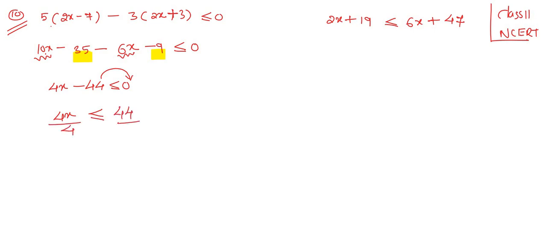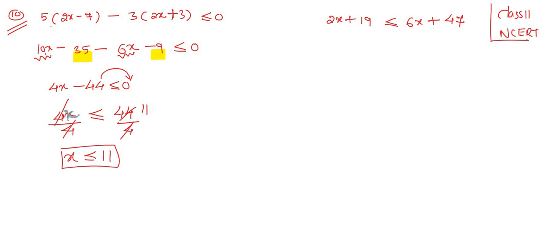Can I divide by 4 on both sides? Because we want only x. We are looking only for x. We don't want this 4. So I am dividing by 4 and the 4s cancel. And this is 11. So x is less than or equal to 11. This first part is done. Let's see the next part.